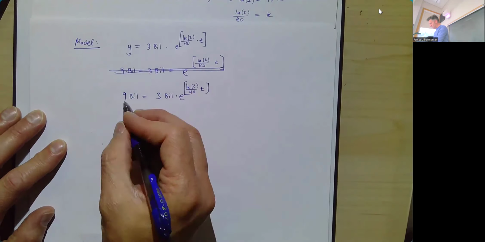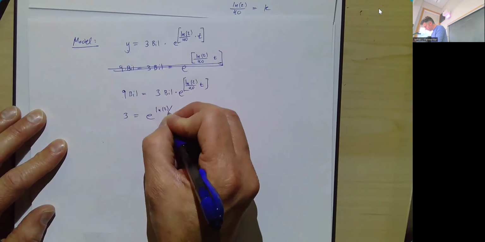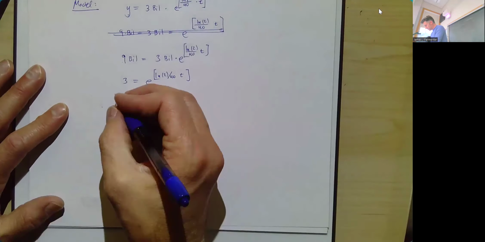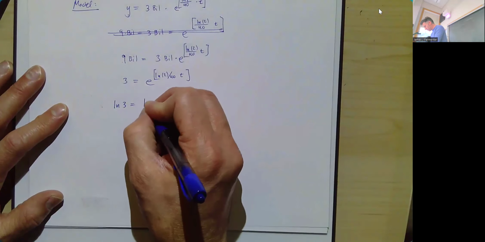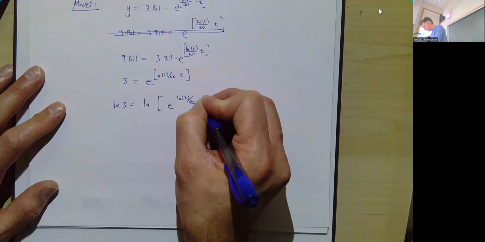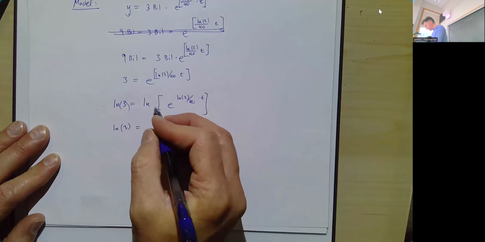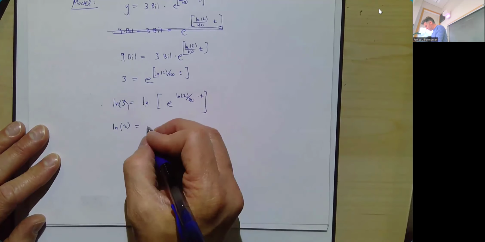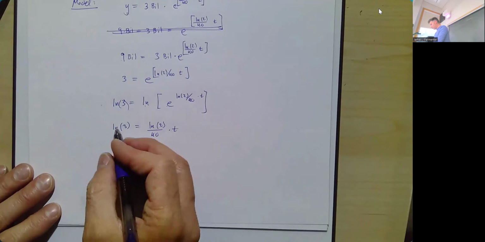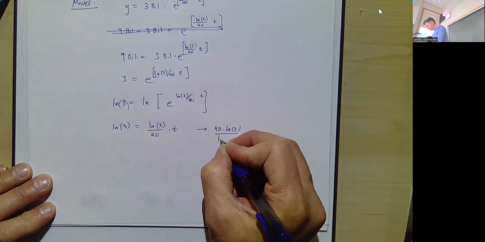Divide both sides by 3 billion. 9 billion divided by 3 billion is 3. e to the natural log of 2 over 40 times t. Again, we take the natural log of both sides. So the natural log of 3 equals the natural log of e to all this stuff. Again, I would encourage you to normally skip that step and just say that we have the natural log of 3 equal to just the all this part. So the natural log of 2 divided by 40 times t. And then finally, multiply both sides by 40. Divide both sides by natural log of 2.